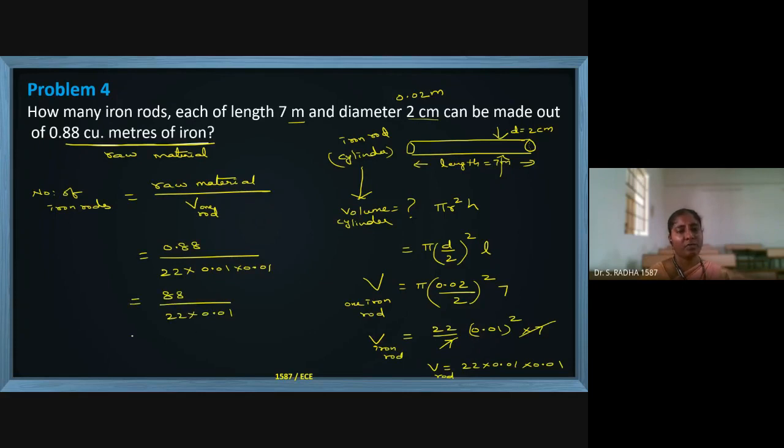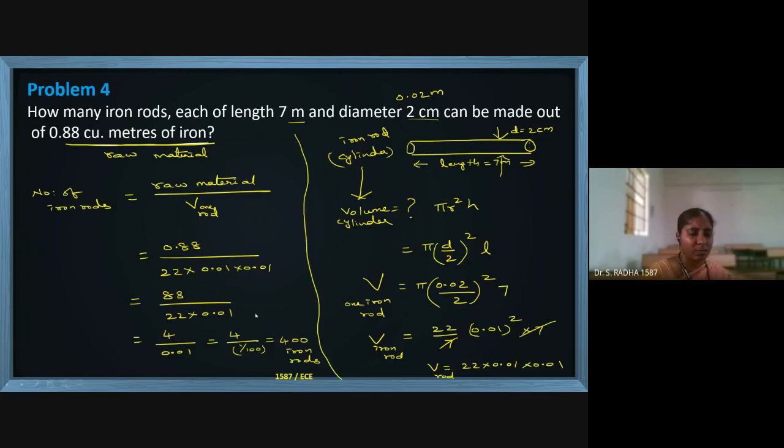Okay. Now 4 cancels with 22. We are having 4 divided by 0.01. And this 0.01 can be written as 1 divided by 100. You take it to the numerator, it becomes 400. Iron rods can be prepared.